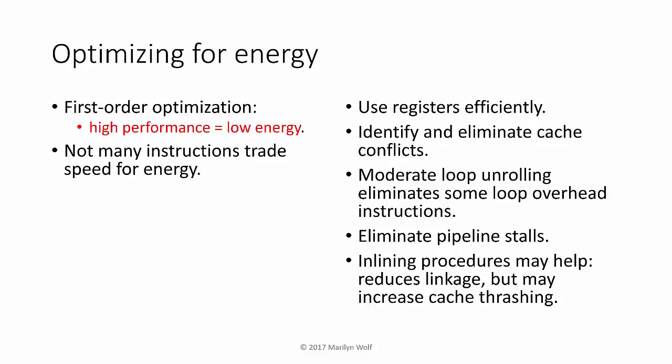Once again, we want to use registers efficiently. We want to identify and eliminate cache conflicts. Some moderate amount of loop unrolling eliminates some of the execution overhead of loops. We can eliminate pipeline stalls, and inlining procedures may help, although in some cases it may increase cache thrashing.